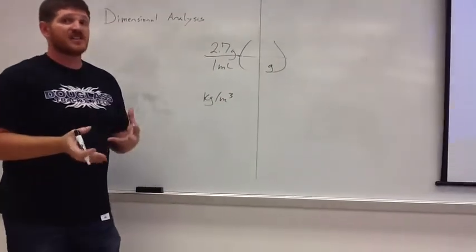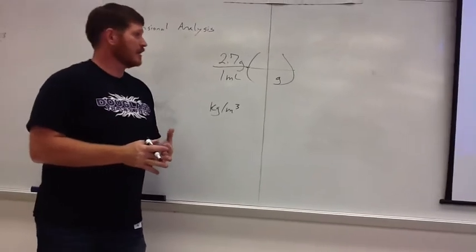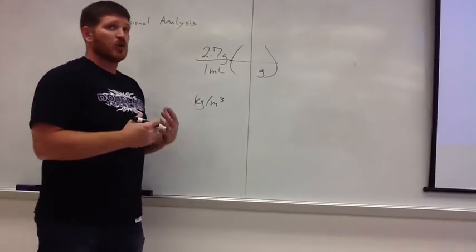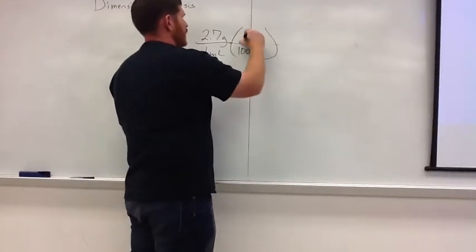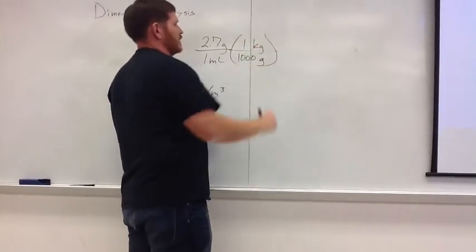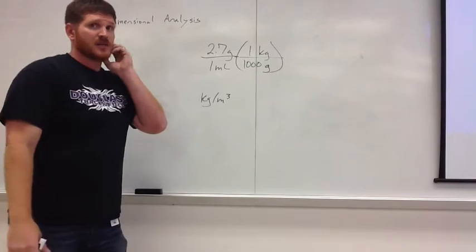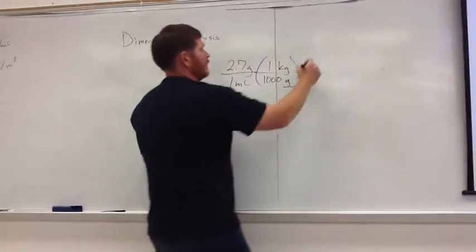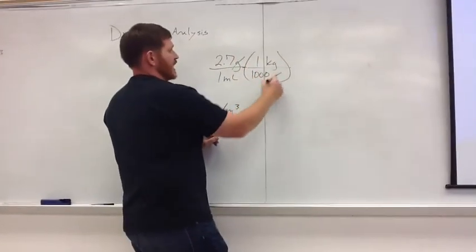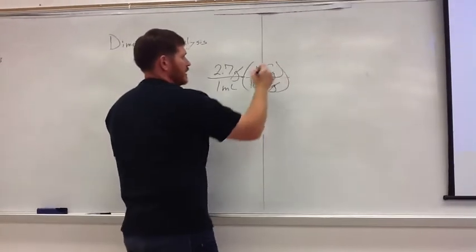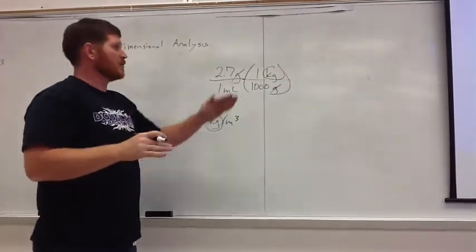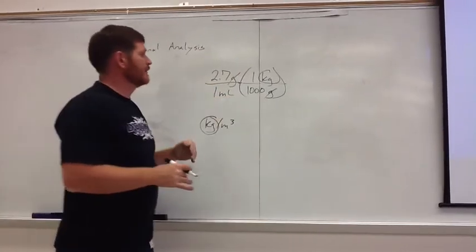All right, things I should know about grams at this point in time. I should know that there are 1,000 grams in 1 kilogram, just because the prefix of kilo is 1,000. All right, so the grams cancels out, and looky here, my kilogram is already solved for. I'm done. I'm going to stop with the top part of it now.